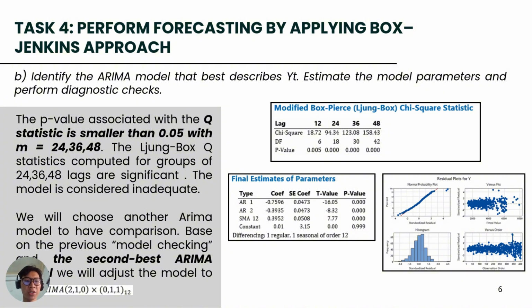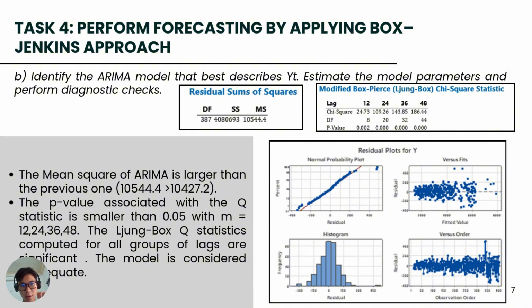Based on the reverse model checking and the second best ARIMA model, we're going to adjust the model to 210011 with season 12. The mean square of the second ARIMA is larger than the previous one. The p-value is smaller than 0.05 for all of the groups of lags. So the model is considered inadequate for all long-term, short-term, or middle-term forecasts.